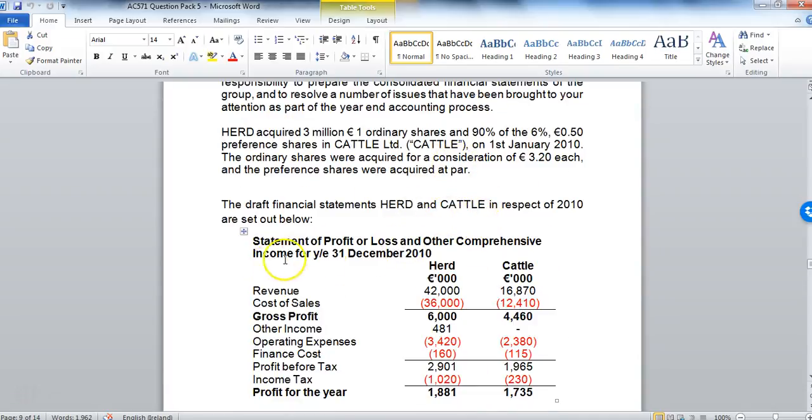Then you're given a fairly straightforward statement of profit and loss and other comprehensive income for Herd and Cattle. I would note, and I would always circle, other income, as that may have an intergroup dividend element. That's something you'll see as you practice through questions. So I'd highlight that and say a possible issue.